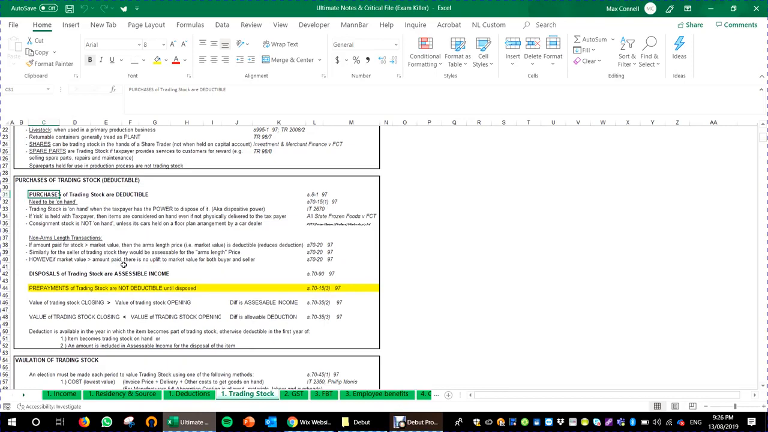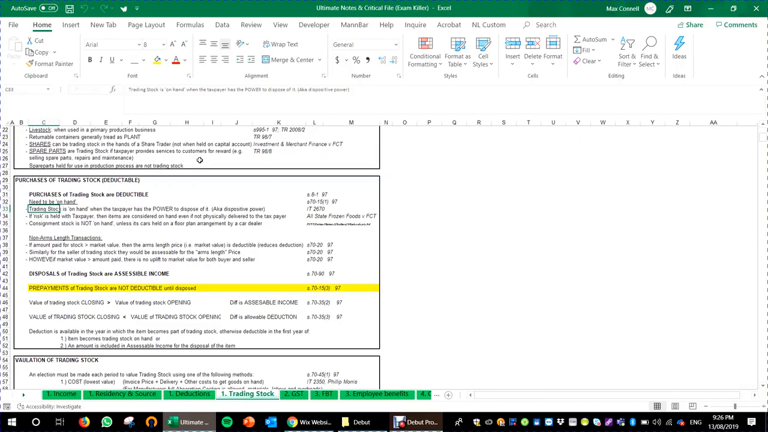It just forms part of your cost base and it will reduce your capital gain down the track. However, for trading stock, you actually get a deduction for the trading stock you've acquired, and that's under Section 8-1. Now, there are some conditions. The stock needs to be on hand, i.e. when the taxpayer has the power to dispose of it.